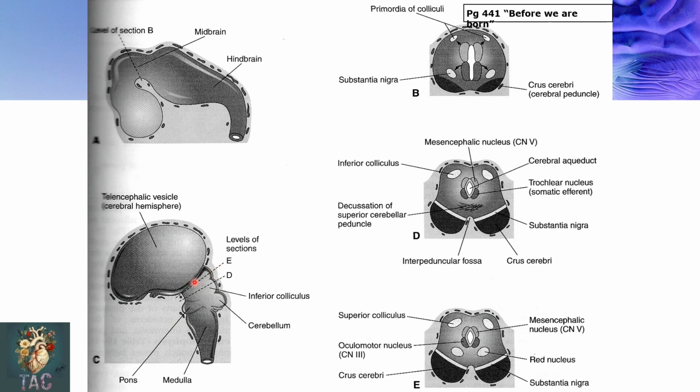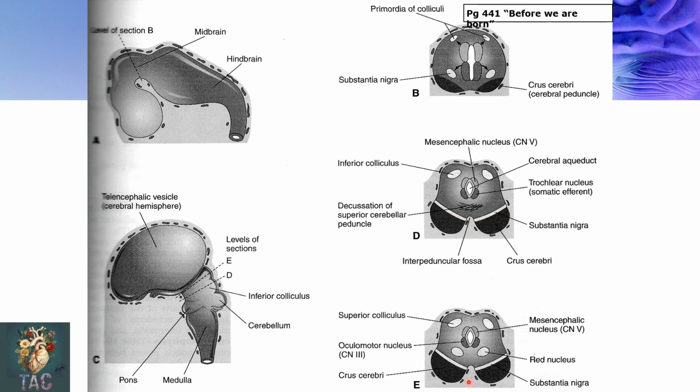E is at the level of the superior colliculus and D is at the level of the inferior colliculus. So in section D you can see both the inferior colliculi, also the mesencephalic nucleus of the trigeminal nerve is there, the trochlear nerve nucleus which is somatic efferent over here. These are the decussation of the superior cerebellar peduncle and the interpeduncular fossa, and this is the crus cerebri and substantia nigra which is developing.